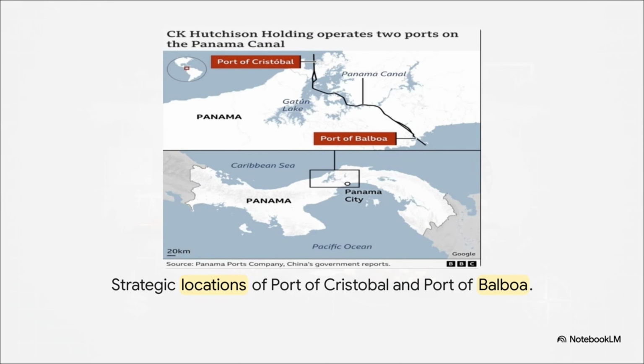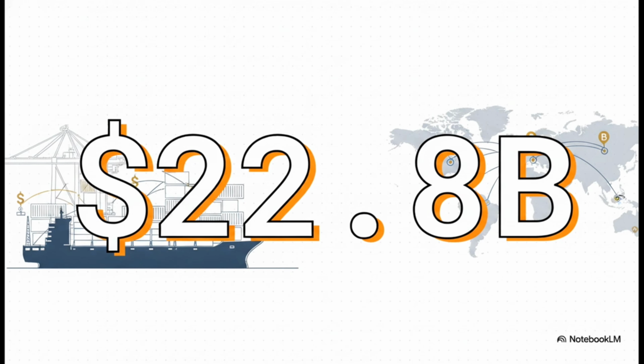This proxy war isn't just about the water itself, it's all about the entry and exit points. On the Caribbean side, you have the port of Cristobal, and on the Pacific side, the port of Balboa. Controlling these ports essentially means having your hands right on the valves of global trade passing through the Americas. Which brings us to the most staggering figure in this entire explainer, $22.8 billion. American asset management giant BlackRock recently agreed to spend this absolute mountain of cash to buy those exact two ports.